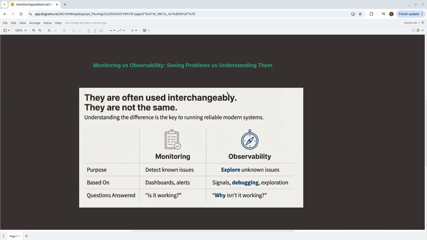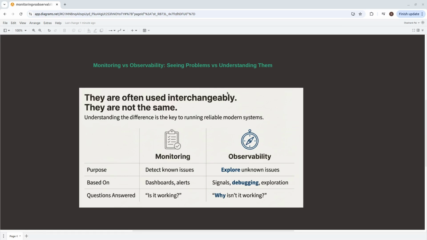Today we are starting with a fundamental question. What's the difference between monitoring and observability? They are often used interchangeably, but they mean very different things. And understanding the difference is key to running reliable systems. Monitoring tells us if something is wrong. Observability helps us understand why it's wrong.